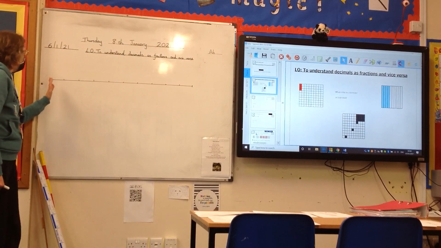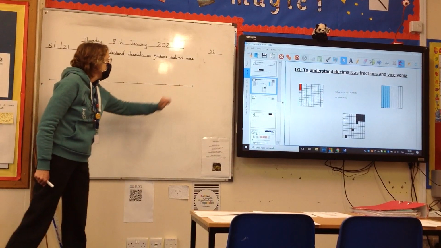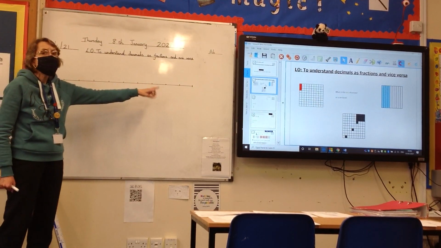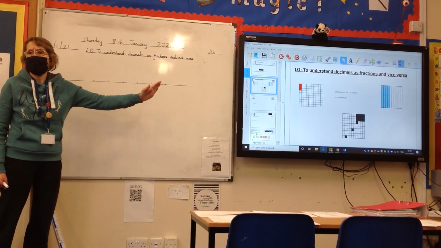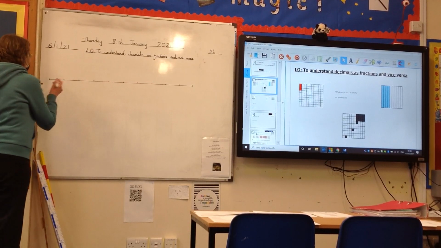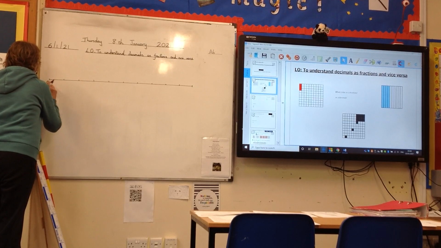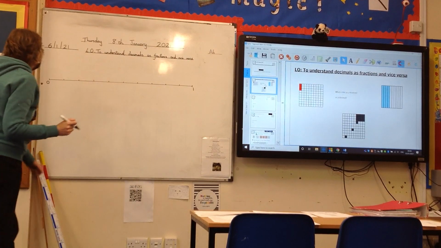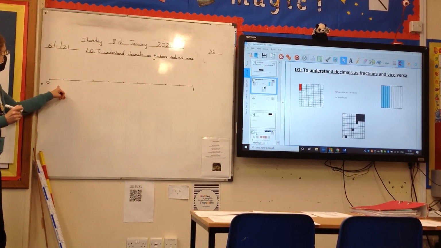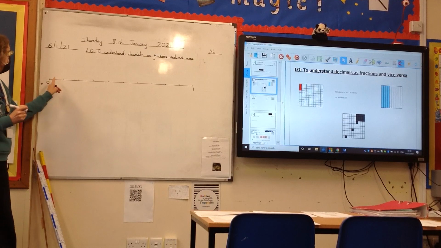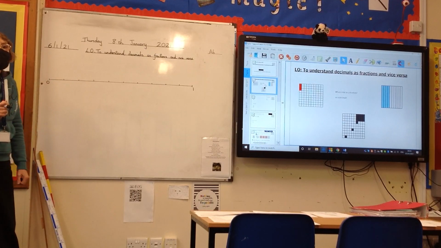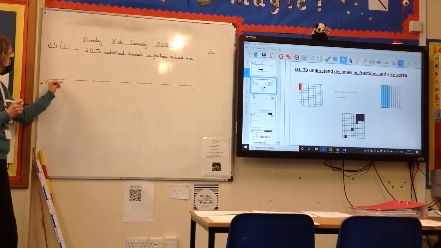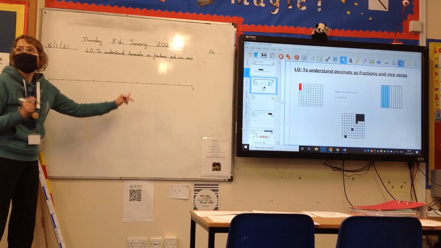Now, I've got a number line on my board, and just to speed things up, I'm going to tell you that the number line is divided into 10 equal sections, 10 equal measures. The beginning of my number line is 0, and the end of my number line is 1. How would I write each section on there as a fraction? What would each section be?